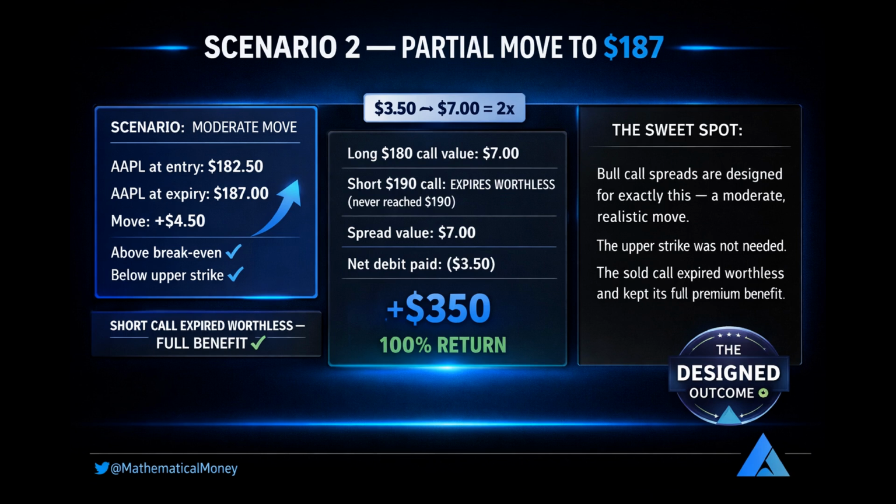This is the sweet spot for bull call spreads, a moderate, realistic move that does not need to reach maximum profit to be highly profitable. At 187, you are $3.50 above break-even and $3 below the upper strike. Any close between 183.50 and 190 at expiry produces a profit between 0 and 6.50. The spread is designed for exactly this outcome. Moderate directional moves that a single long call would struggle to profit from at the same capital cost.